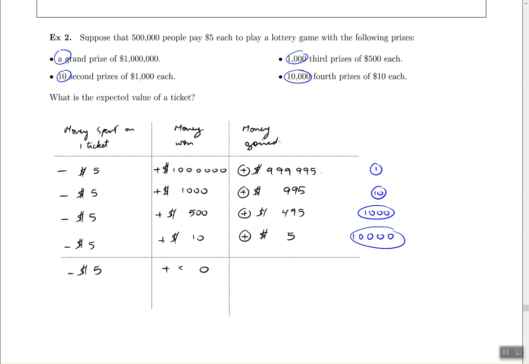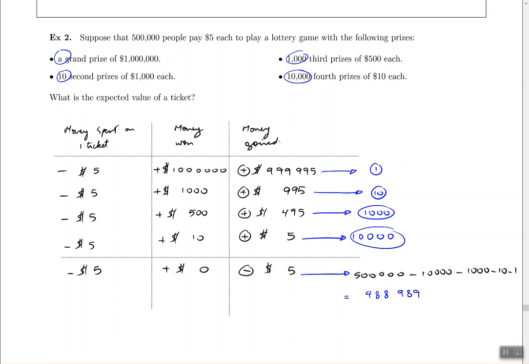They will win $0. So at the end of the day, they would have lost, not won, $5. So how many of them is that? Well, it's pretty much 500,000, which is how many tickets there were at the start of the problem, minus all of these numbers in blue. So there's 10,000 and the 1,000 and the 10 and the 1. Okay, so let's put that in a calculator and find out what the amount is.